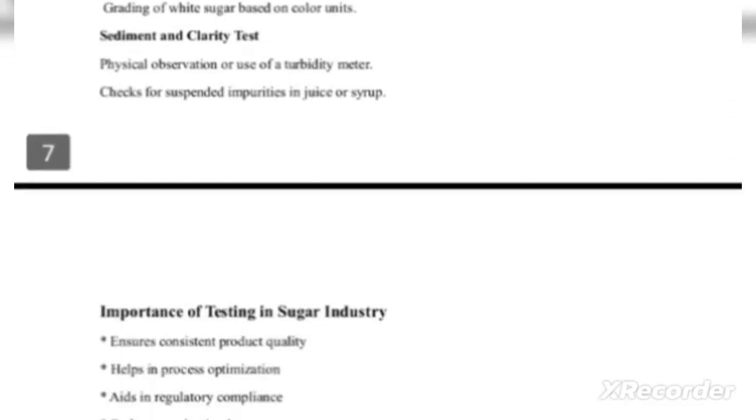Importance of testing in sugar. Ensure consistent product quality. Help in process optimization. Reduce production losses. Ensure fair payment to farmers. Advanced techniques. High performance liquid chromatography for precise sugar profiling. Atomic absorption spectroscopy for detecting heavy metals. Near infrared spectroscopy for rapid quality analysis.